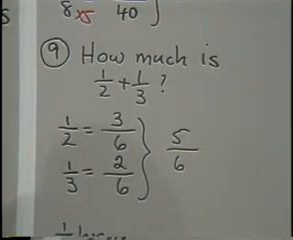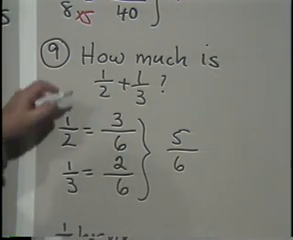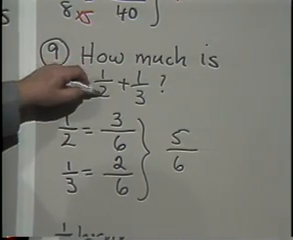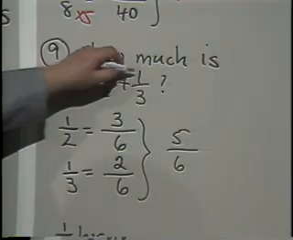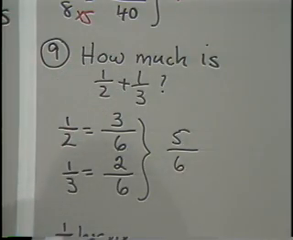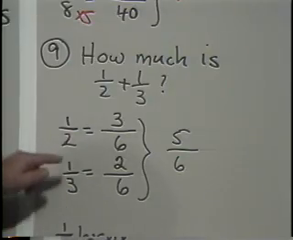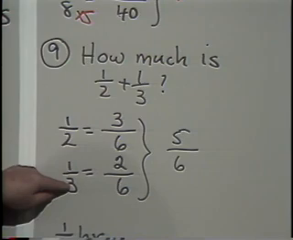How much is 1/2 plus 1/3? Again, you see, the one here is an adjective modifying halves. The one here is an adjective modifying thirds. Since the ones are modifying different nouns, we can't add them. We have to find a common denomination. What number is divisible by both 2 and 3?